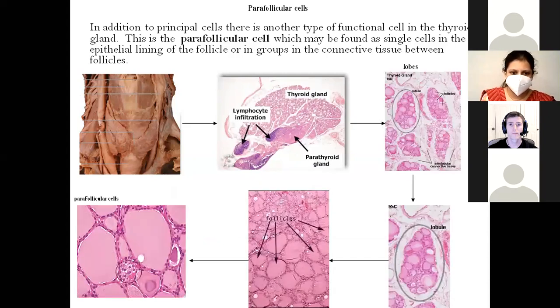Over here, this area which is marked by a circle, that black circle, indicates the parafollicular cells, which I just mentioned here. They are present between two adjacent follicles.